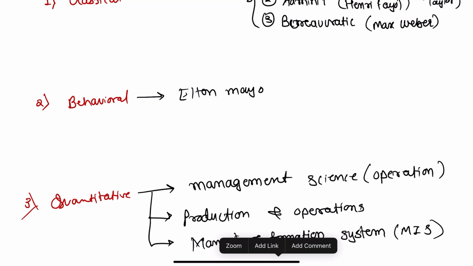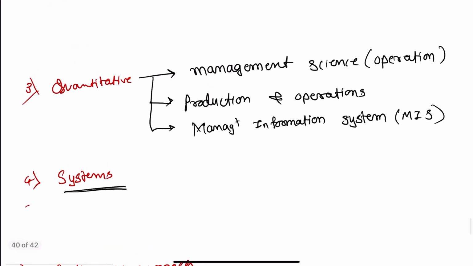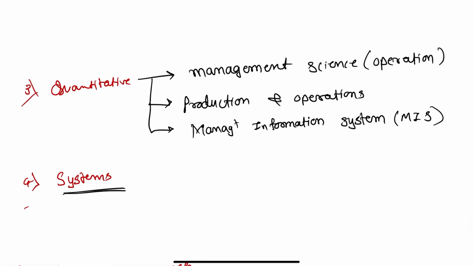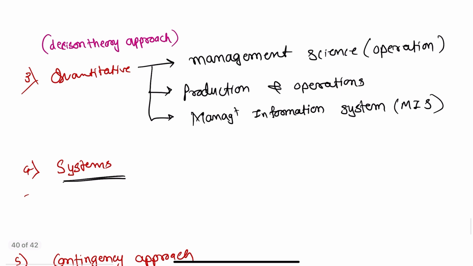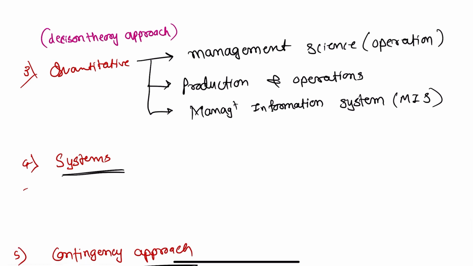Now the quantitative approach. This approach involves the application of modern quantitative or mathematical techniques for solving managerial problems. This approach is also known as the decision theory approach. Its roots can be traced back to scientific management. The first subpart in this is management science, which is also called operation research.